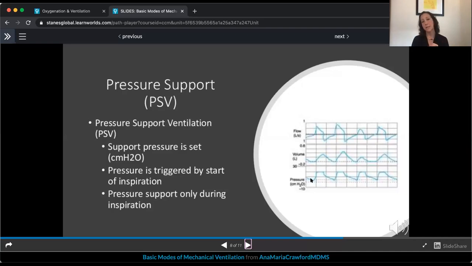When the ventilator detects that start of inspiration, it knows it's time to apply pressure support, okay? And pressure support can be set at whatever you want to set it to, 5, 10, 20. It's triggered by the start of inspiration and it only lasts during inspiration. Similarly to the ventilator being able to detect when flow is going into the patient, it can also detect when that flow stops. So it will apply pressure until that flow stops from the patient and then it takes the pressure off. That's pressure support.